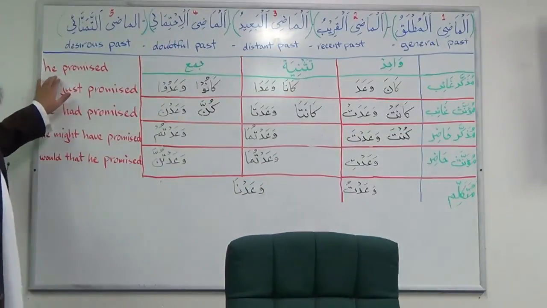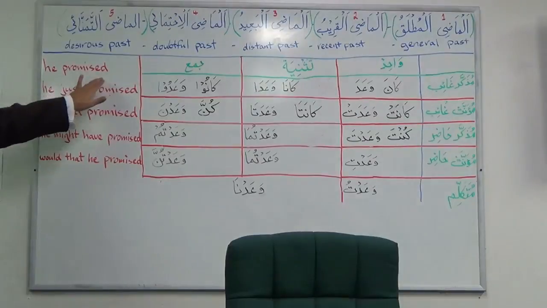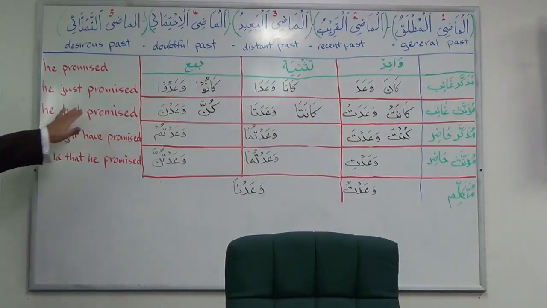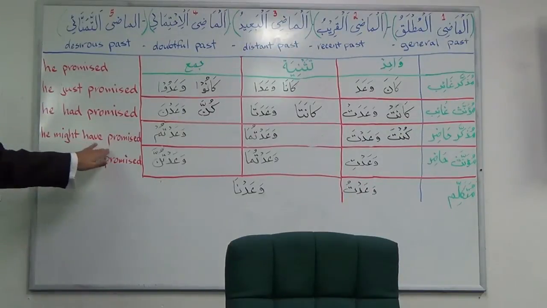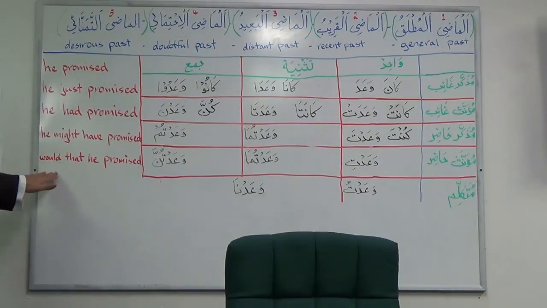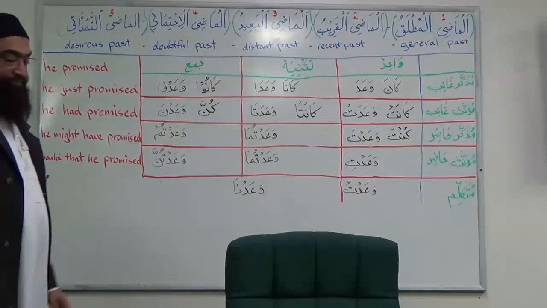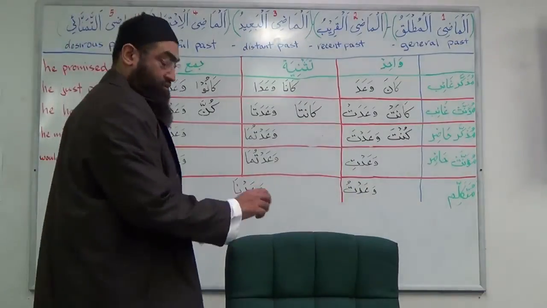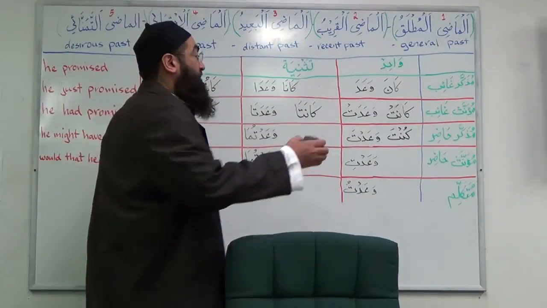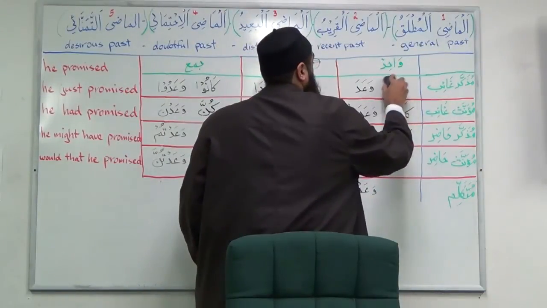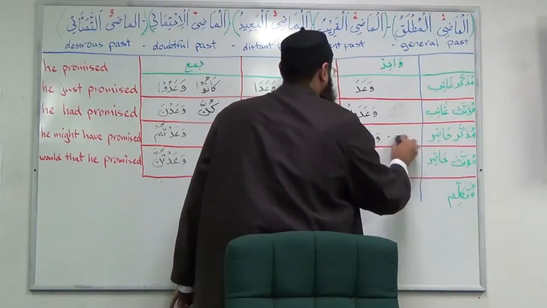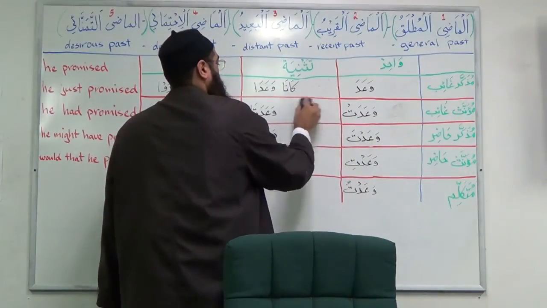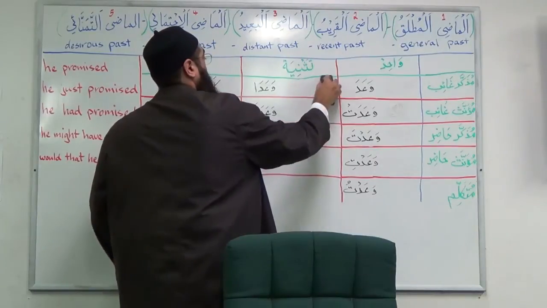So now, Madi mutlaq, he promised. Madi qareeb, he just promised. Madi ba'id, he had promised. Madi ihtimali, he might have promised. Perhaps he promised. And then Madi tamannai, would that he would have promised. Okay? So what are we going to put to make it Madi ihtimali, doubtful? The word that we're going to put here is la'allama. La'allama.